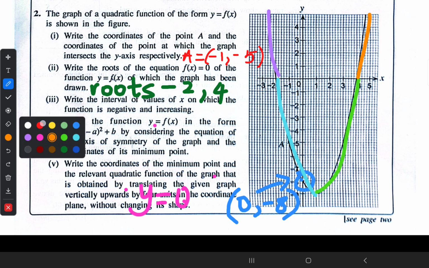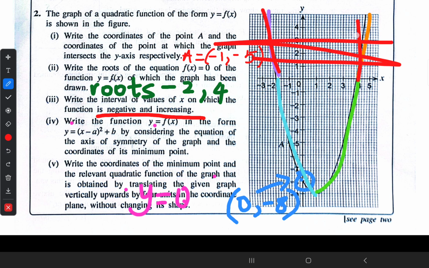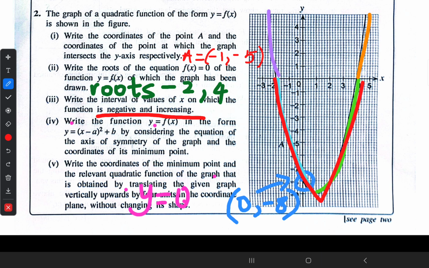In these regions, the function is positive, meaning its corresponding y values are positive, no? So we don't need this. The function must be negative and increasing. Function is negative means these two areas. These other two are omitted because they are in the positive region, so we don't need those points. Function is negative means these two regions.